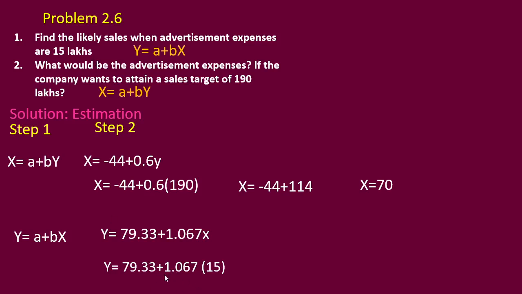So I'll simplify this. 79.33 plus 1.067 into 15 lakhs is 16.005. So y equals 95.335. In the previous problem, you can see that they have given directly the values of x and y. But here they have given the values of sales and advertisement. So we coded the sales as y and advertisement as x. We should give the interpretations in these kinds of situations.